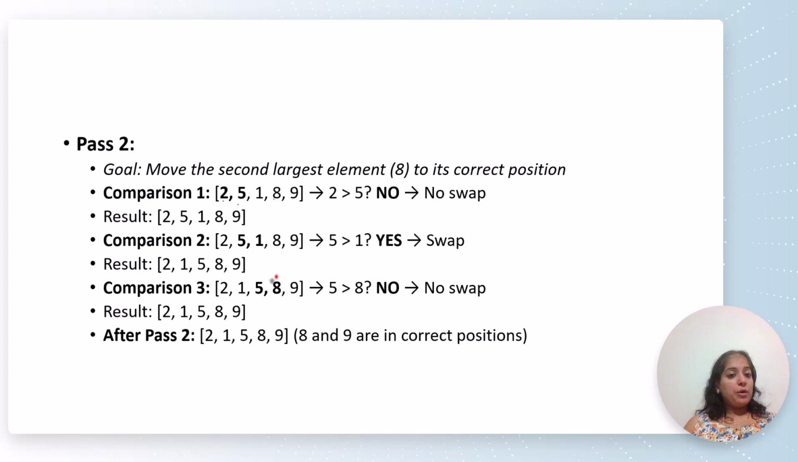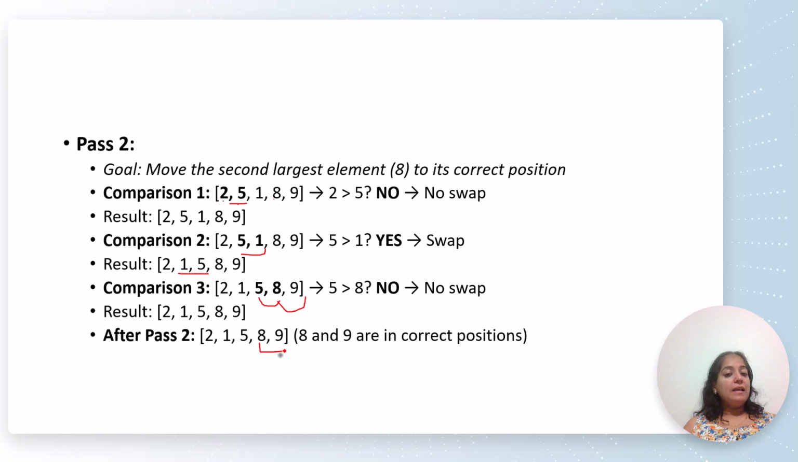So 2, 5 we are going to compare. The elements are in correct order, so no swapping. Then 5 and 1 will be compared, not in correct order, so swapping will take place, so it will become 1, 5. Then we are going to compare 5 and 8, next two elements, correct order. Then we are going to compare 8 and 9, correct order, right?